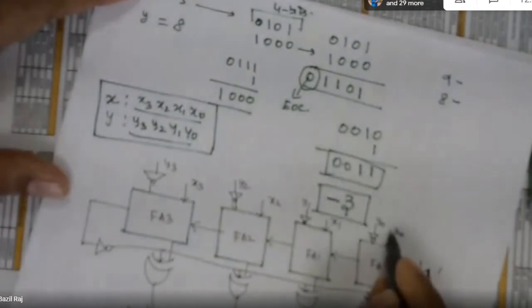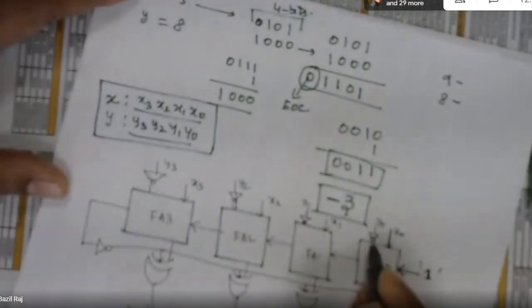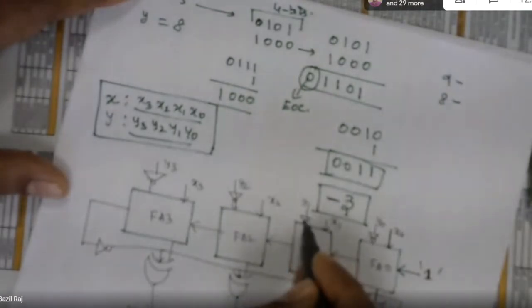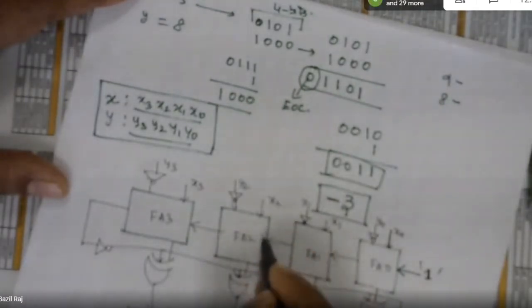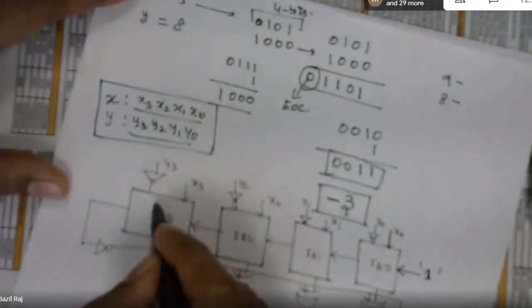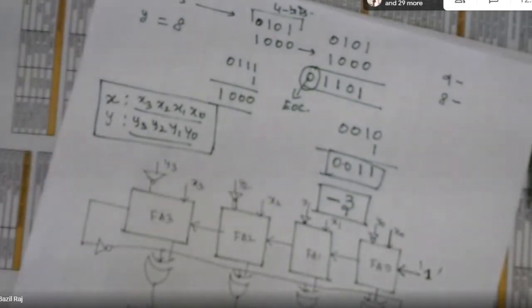X0 is directly given to full adder 0. Y0 is given with complement. X1 is directly given to full adder 1 and Y1 is passed through the NOT gate. X2 is directly given, Y2 is passed through the NOT gate. X3 is directly given, Y3 is passed through the NOT gate. So whenever we pass Y through the NOT gate, it means the one's complement is taken. Do you understand? One's complement is nothing but just inversion. 1 will become 0, 0 will become 1 now.